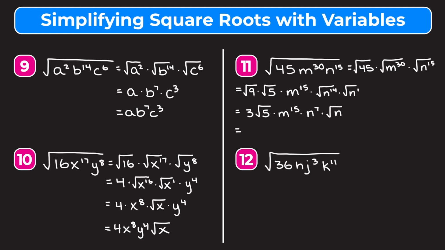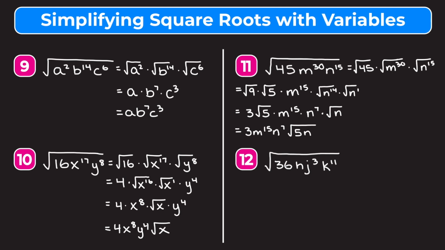Finally, put everything on the outside together to get 3m to the 15th, n to the 7th, and put everything under the roots together to get the square root of 5n. So we get 3m to the 15th, n to the 7th, times the square root of 5n.